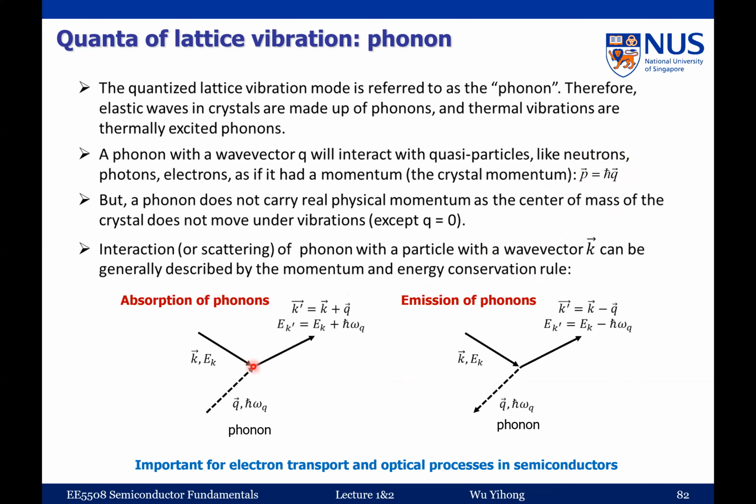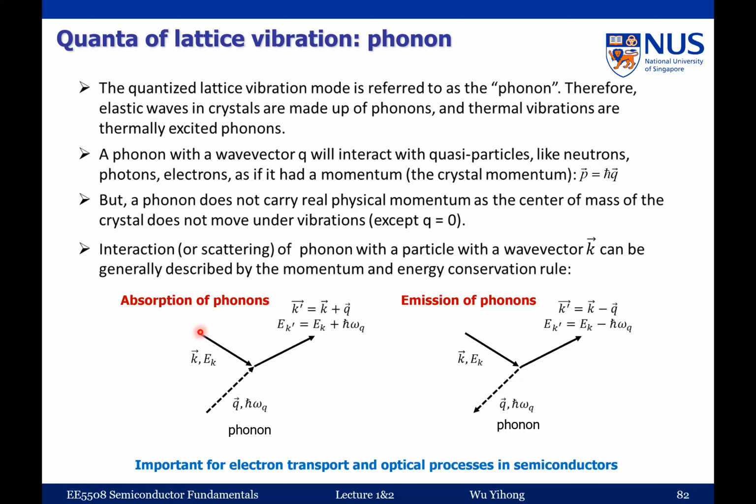Say, for example, this is an electron with wave vector k and energy E_k, and it interacts with this phonon. The phonon, remember, is the quantization of lattice vibration, so it has a wave vector q and energy ħω_q. When they interact, the phonon can be absorbed by this electron or photon. Anyway, it's just another particle.